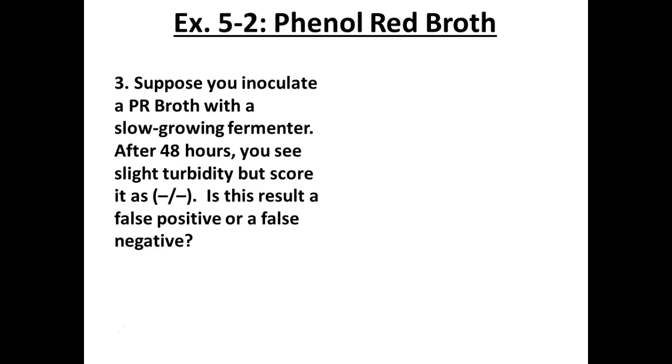So suppose you inoculate with a slow-growing fermenter. I'm telling you it can do what? Ferment. So it should at least produce acid, right? But you look at the tube, there's slight turbidity, which means it's growing, but you code it minus, which means it's orange, right, and no gas bubble. There's no color change yet.